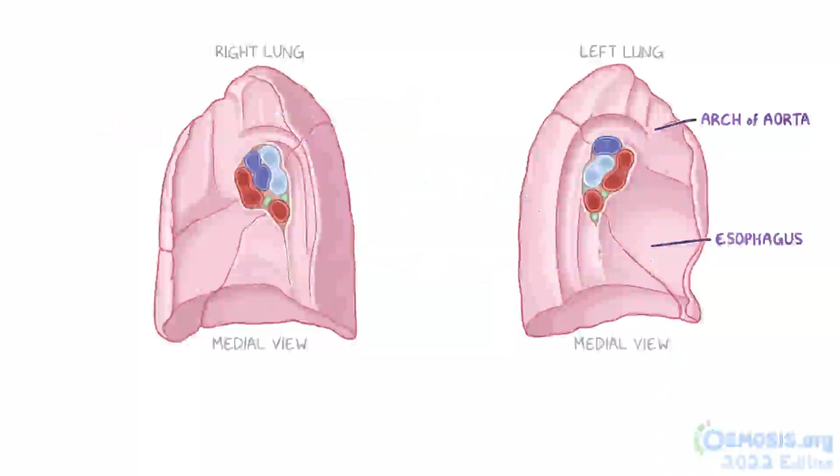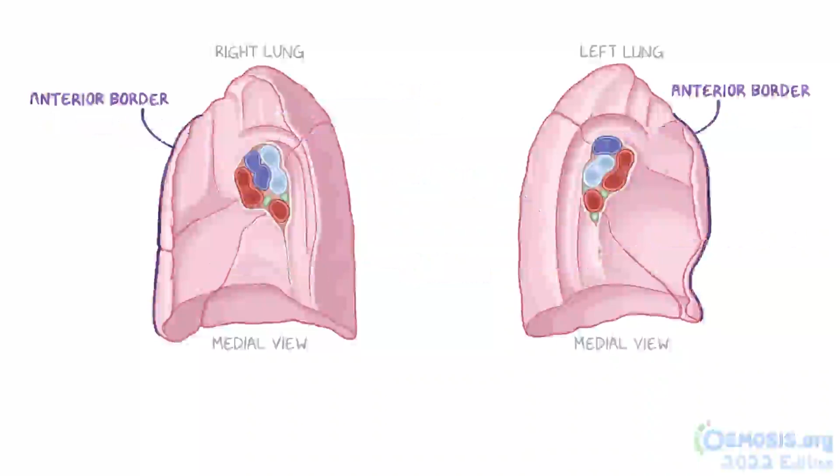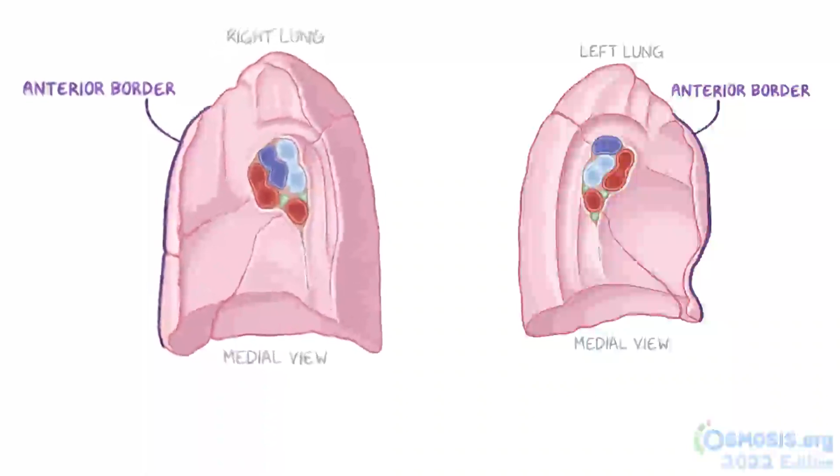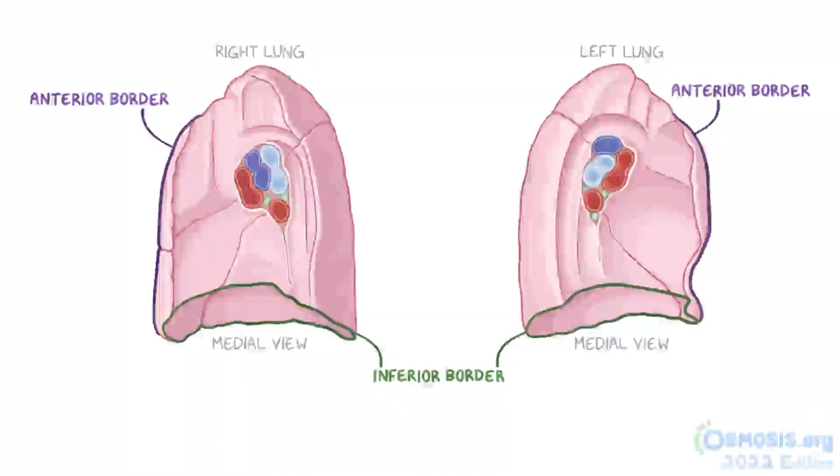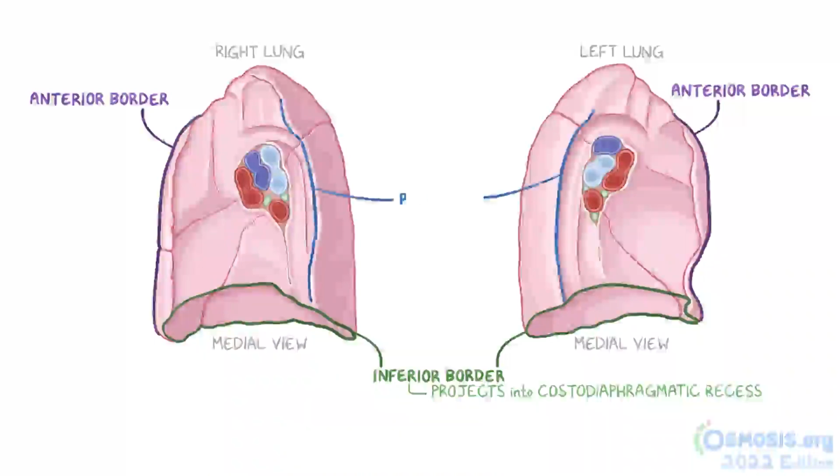And just a few words on borders. The anterior border is where the costal and mediastinal surfaces meet anteriorly. On the right lung, it's almost straight, while on the left lung, it's deviated by the cardiac notch. The inferior border is thin and sharp and bounds the diaphragmatic surface of the lung and separates it from the costal and mediastinal surfaces. It also projects into the costodiaphragmatic recess of the pleura. The posterior border is where the costal and mediastinal surfaces meet posteriorly, and it's broad and rounded, and lies at the side of the thoracic region of the vertebral column.